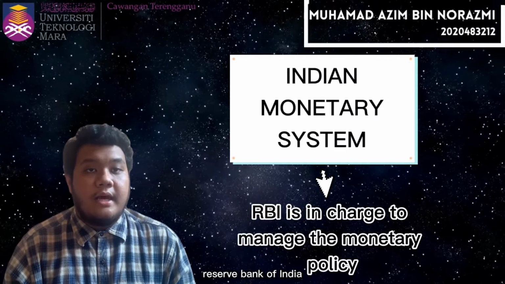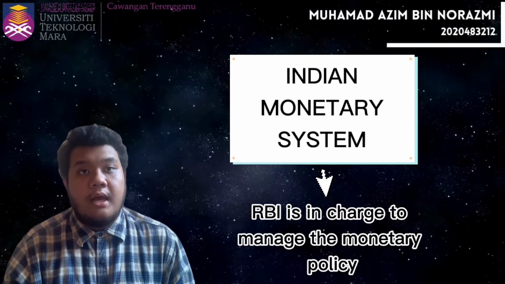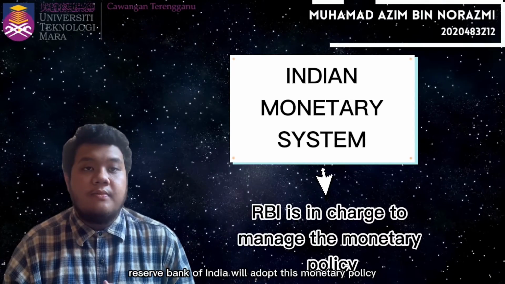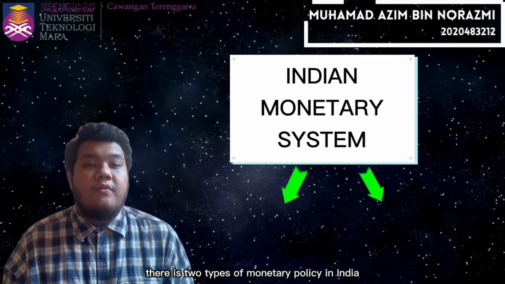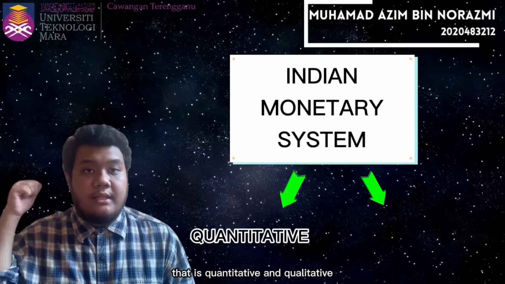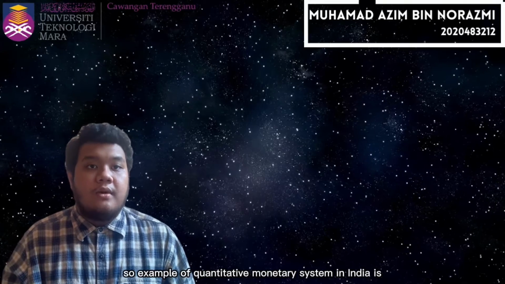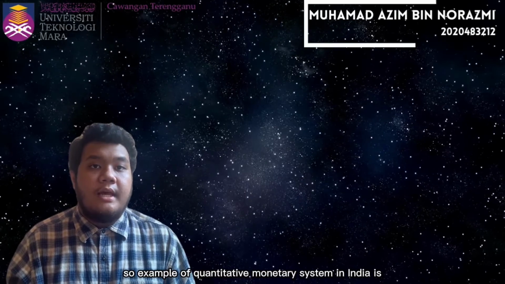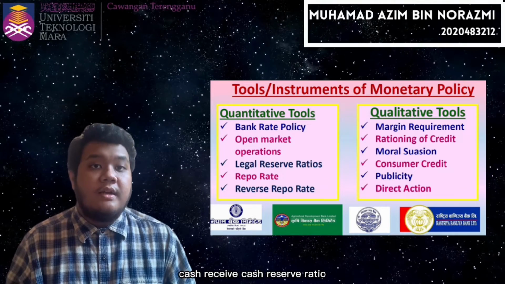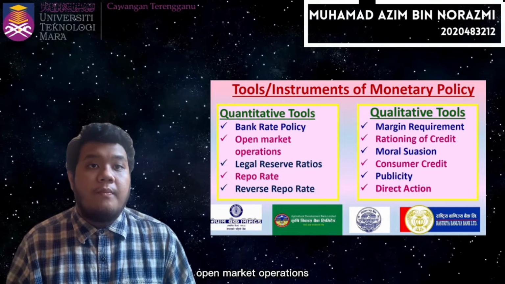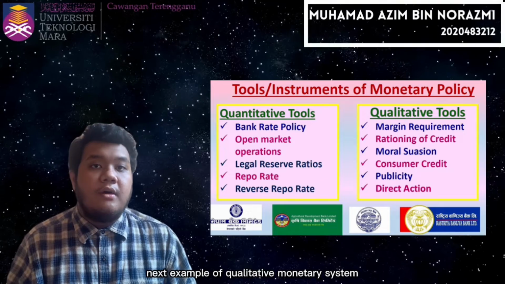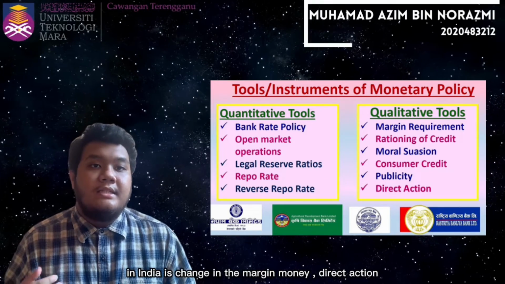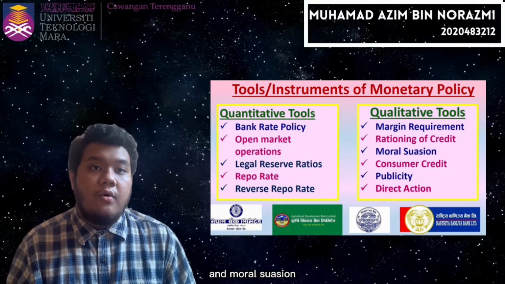Now we will talk about the Indian monetary system. Reserve Bank of India is in charge of managing the monetary policy. Reserve Bank of India adopts this monetary policy in order to manage their country's credit. There are 2 types of monetary policy in India, that is quantitative and qualitative. Examples of quantitative monetary policy in India are cash reserve ratio, statutory liquidity ratio, open market operations, bank rates, repo rates, and reverse repo rates. Next, examples of qualitative monetary policy in India are change in the margin money, direct action, and moral suasion.